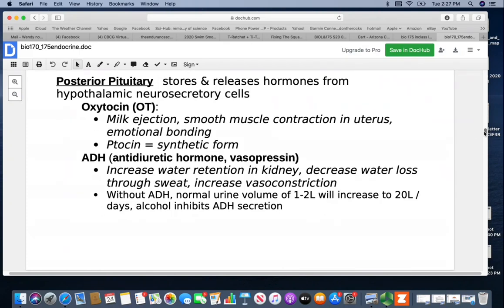Antidiuretic hormone, or vasopressin, is going to increase water retention in the kidney. It will also decrease water loss through sweat and increase vasoconstriction. So if you did not produce ADH, your urine volume would increase to about 20 liters a day. Normally, a person is going to produce 1 to 2 liters a day with normal fluid consumption. Alcohol inhibits ADH secretion, so that's why sometimes when people start to consume a little bit of alcohol, it's not unusual to have to go empty the bladder.